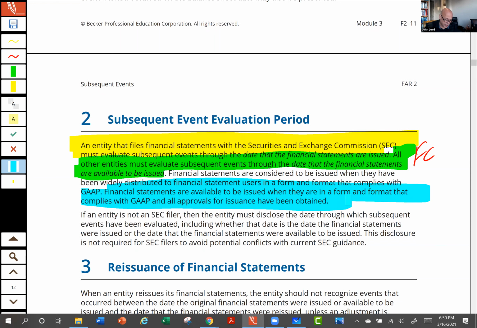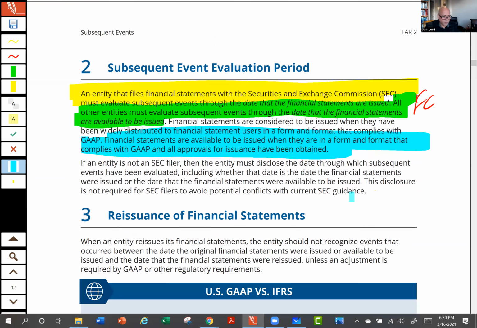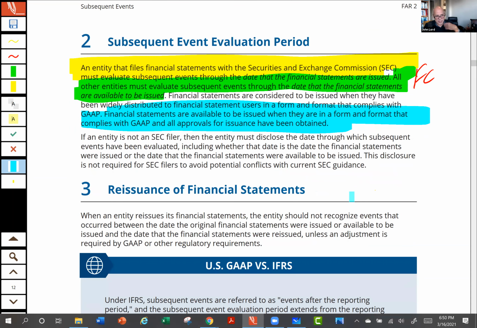I know that's annoying. And then if you have to reissue financial statements, what happens? Let's say I made an error and realized it in April. The financial statements were originally issued in February, and now I reissue them in April. Do I need to look for subsequent events between February and April? The answer is no.